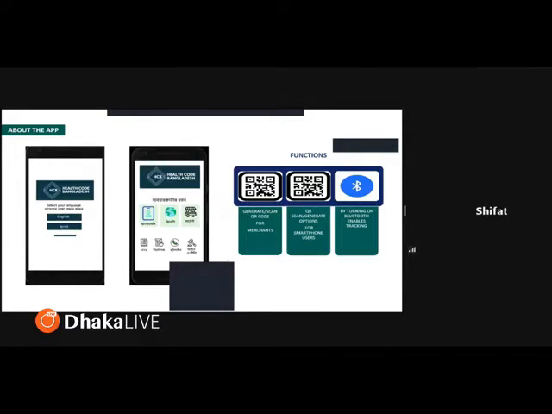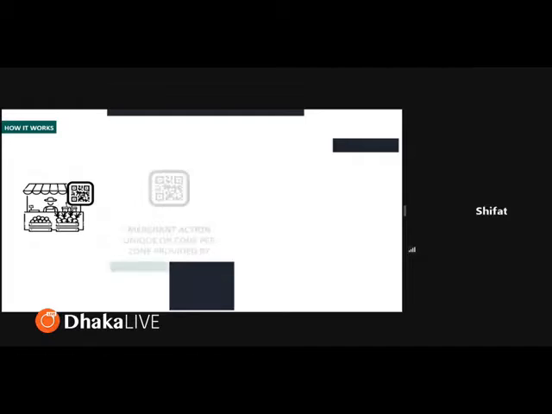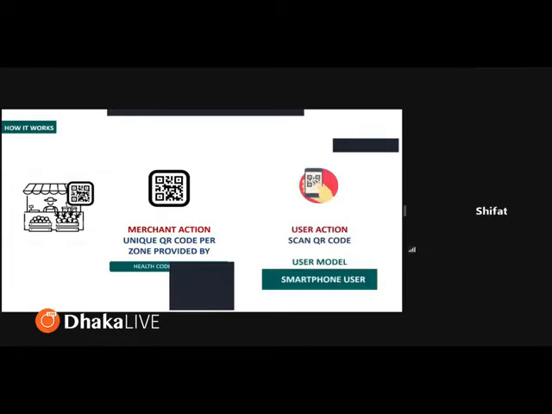Now, how will it work? It works on two ends. First one is merchant end and the second one is user end, which the general public will use. Let me explain the operating process briefly. Suppose your office authority will be ordered by the government to set up a QR code outside of the building using merchant account. Before you enter the building, you must scan the QR code using your personalized account.